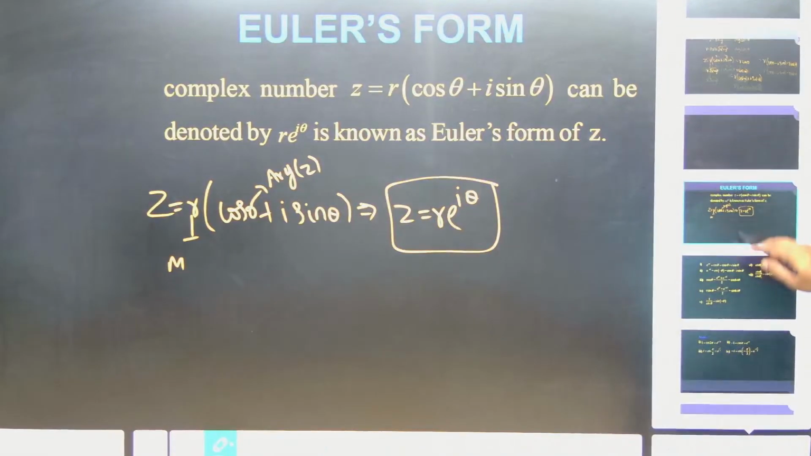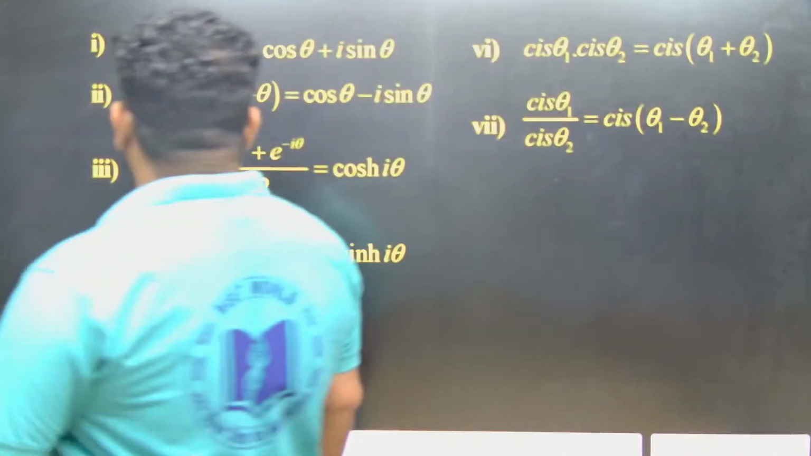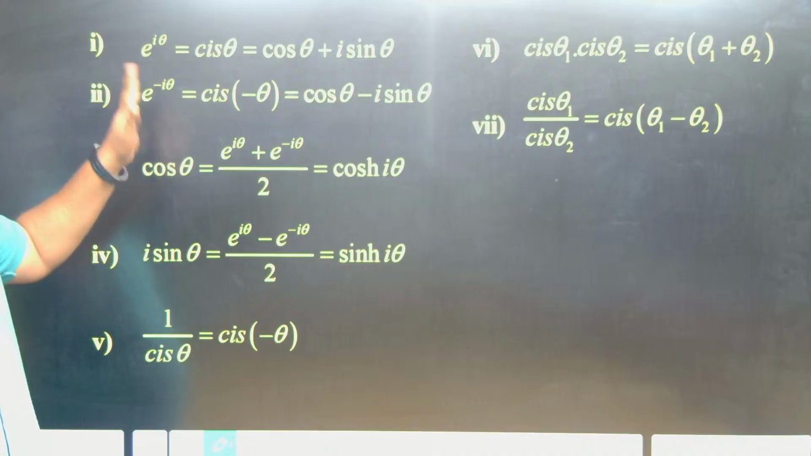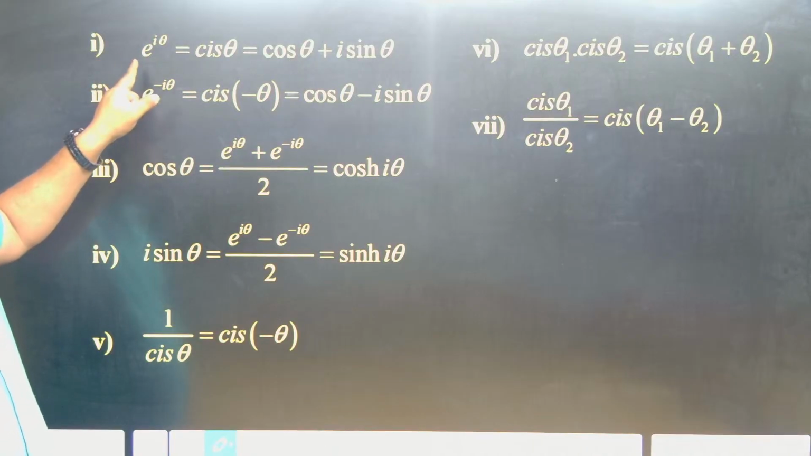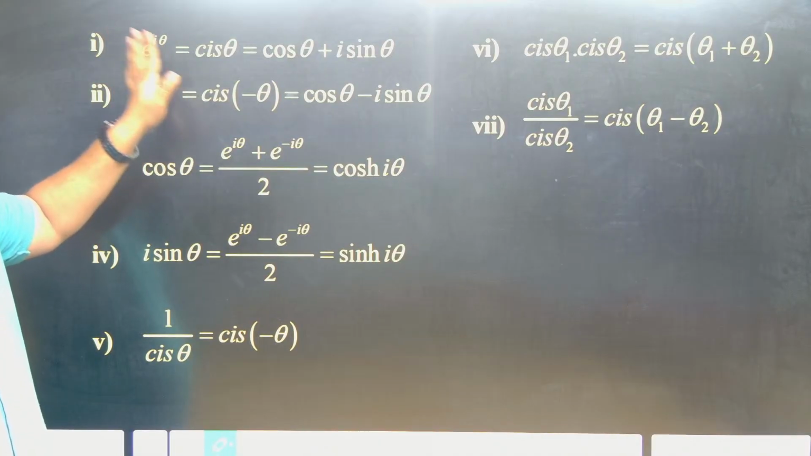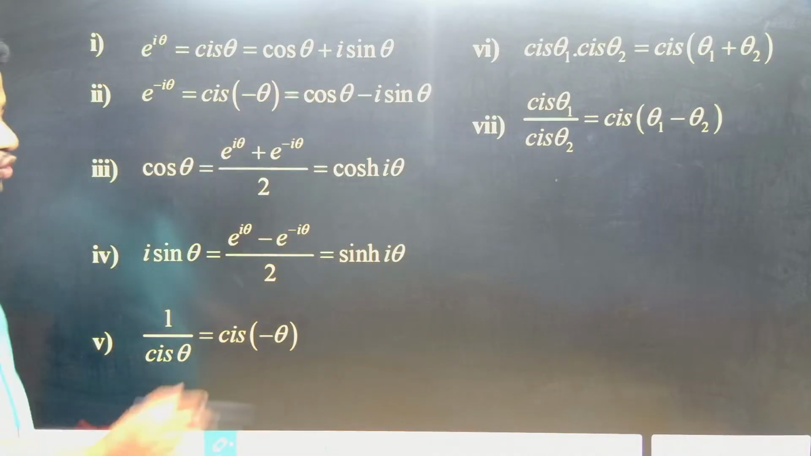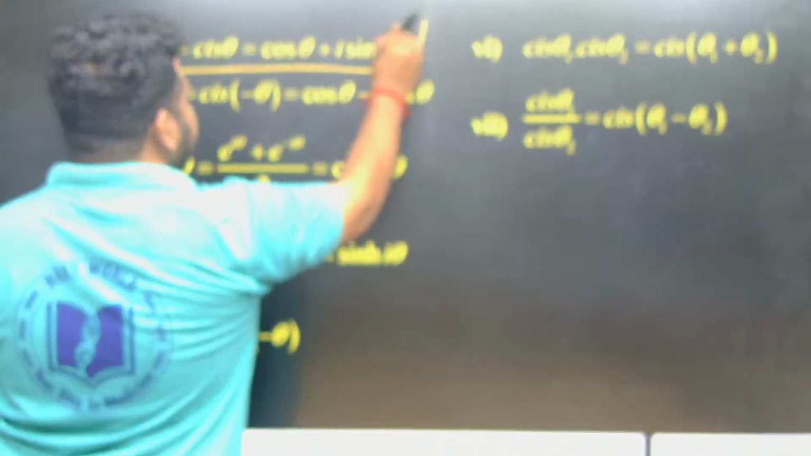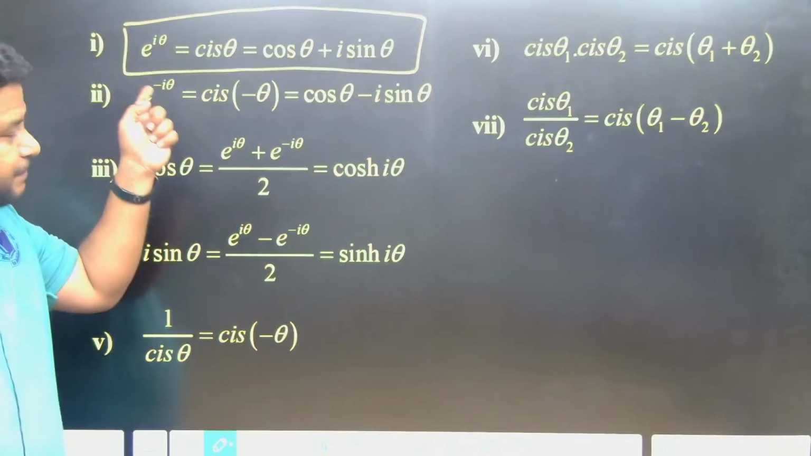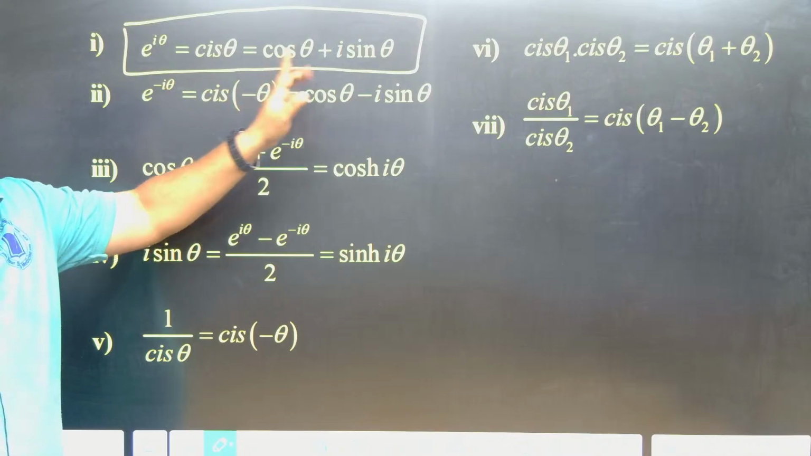Some properties which you have to remember when it comes to the Euler form. See here, e power I theta is nothing but cis theta. R is not there here, don't worry about R. E power I theta or cis theta, it is one and the same, and its value is cos theta plus I sin theta. So from now onwards, whenever I say e power I theta or cis theta, it should be cos theta plus I sin theta.